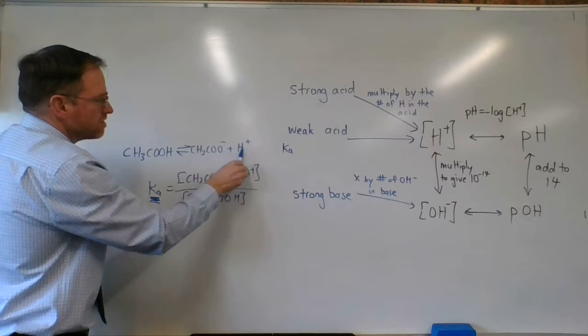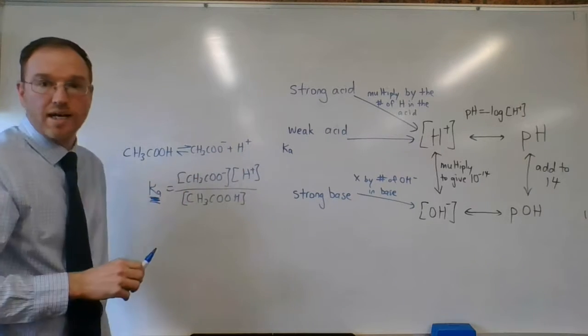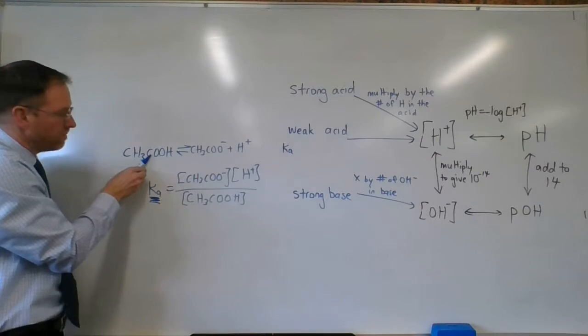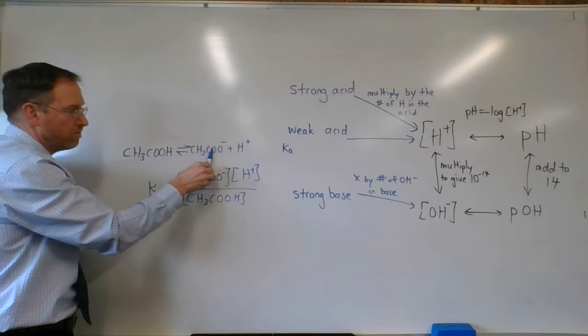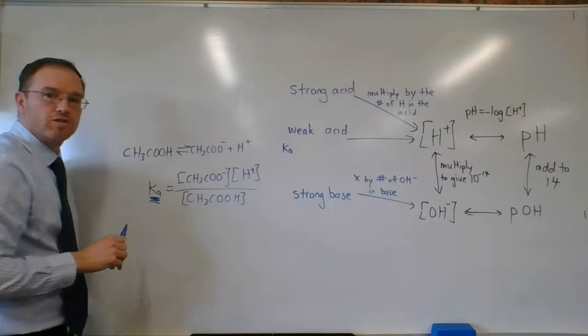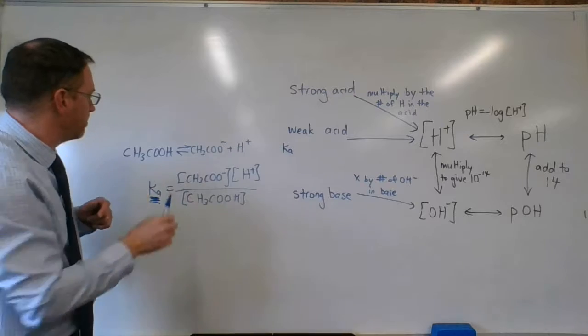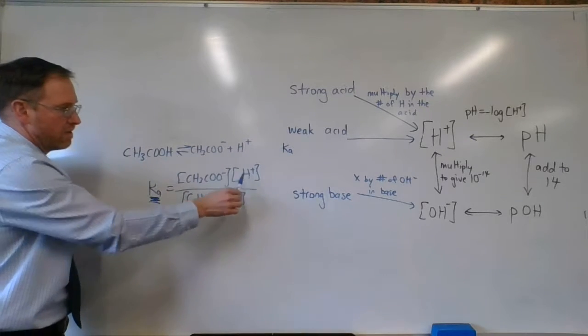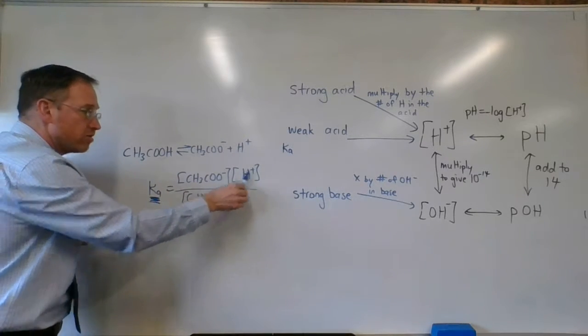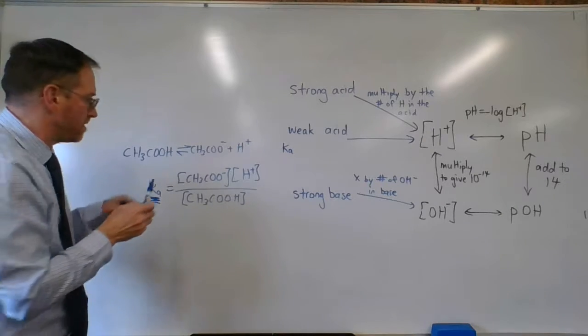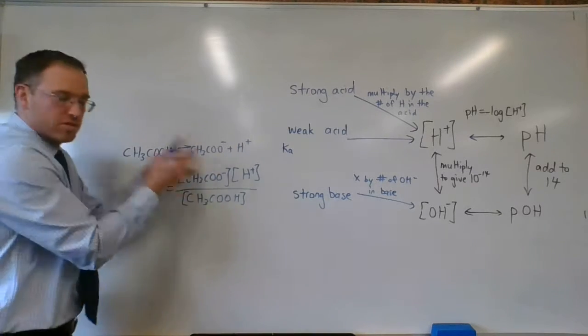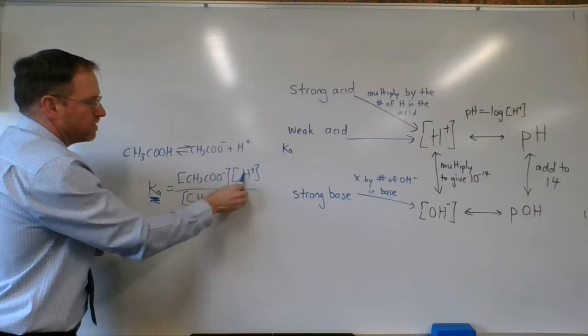The concentration of these two is going to be exactly the same. Because for every 1 mole of this that dissociates, I'll get 1 mole of this and 1 mole of this. So in these sort of questions, where you have a weak acid, these two concentrations are always going to be the same because I started with my acid, it's dissociated, and it's formed these two things.